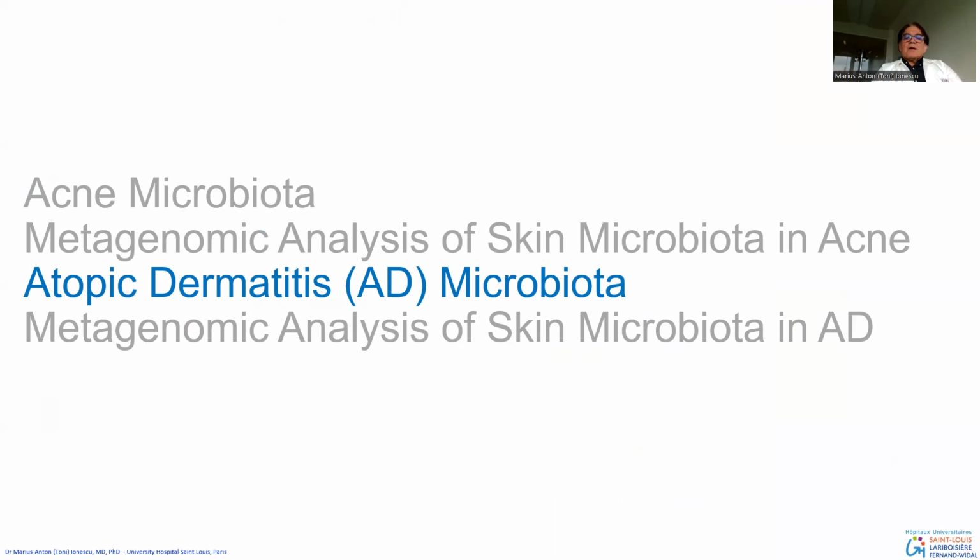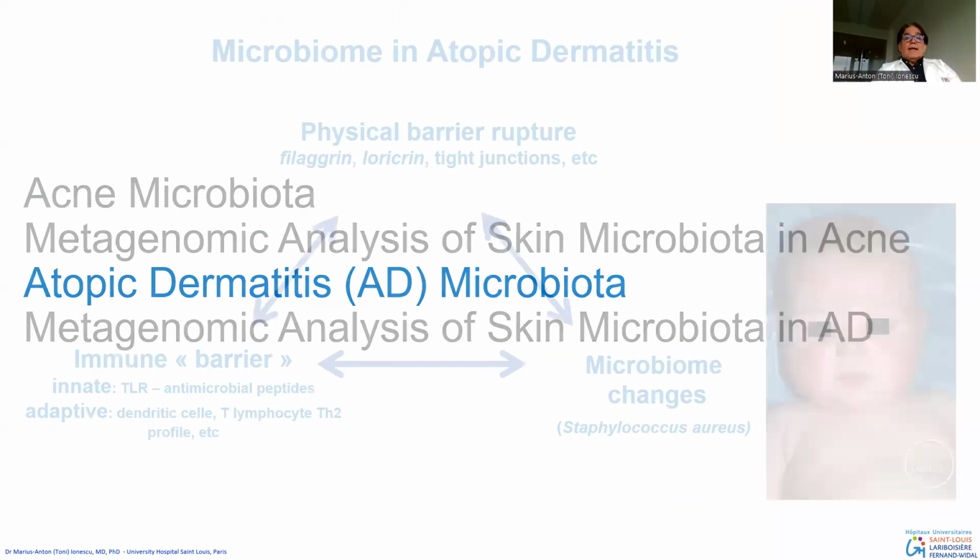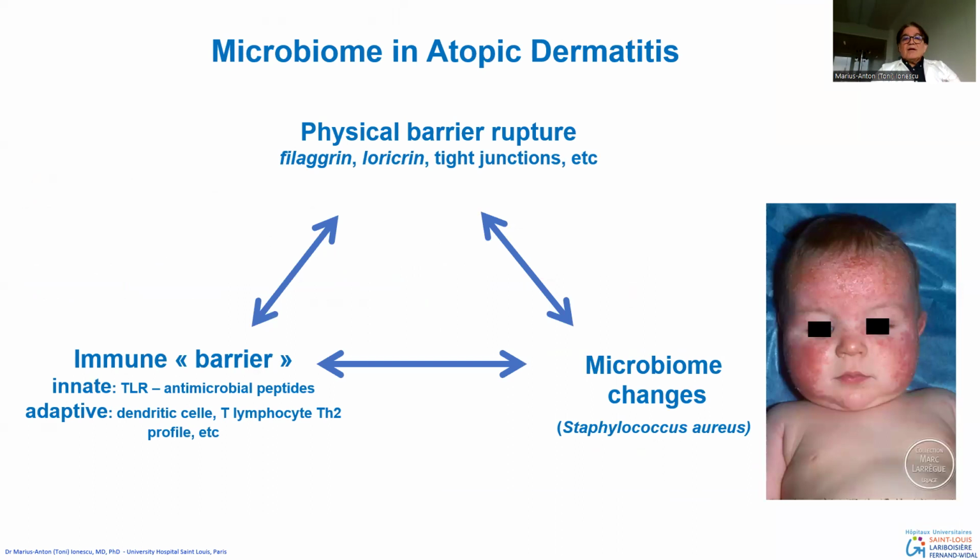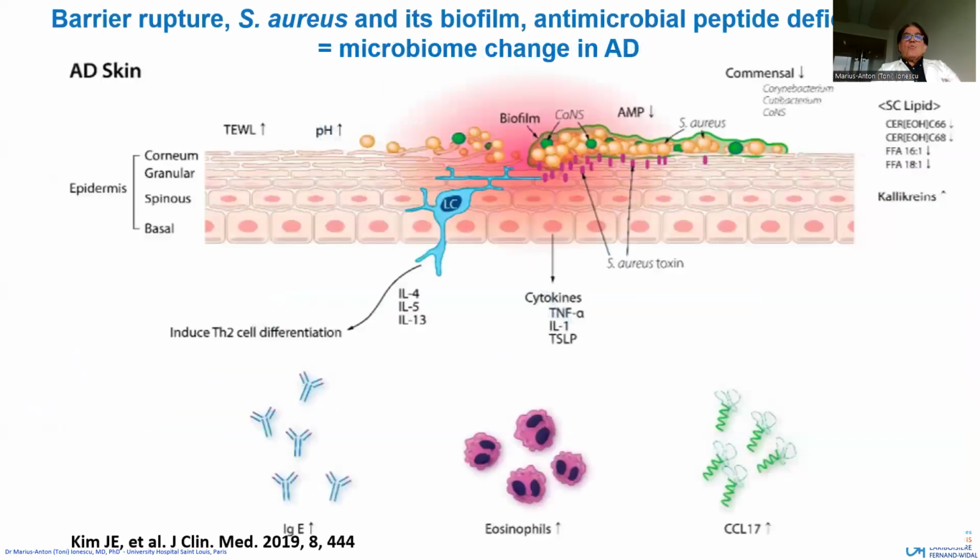What about atopic dermatitis and microbiota? So we know that we have this triangle, which is still available and presented in different congresses. You have the physical barrier rupture. This is not new, with less filaggrin, less loricrin, and less functional tight junction. An immune barrier changes in terms of less antimicrobial peptides, and microbiome changes with the decrease mainly of the diversity. And we know that in atopic dermatitis, the antimicrobial peptides are decreased.